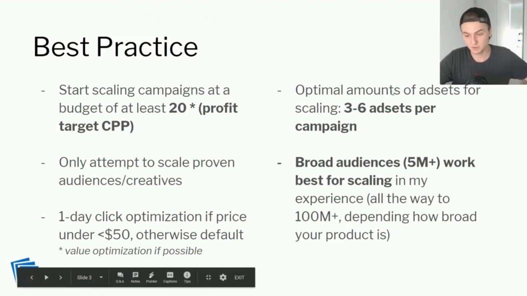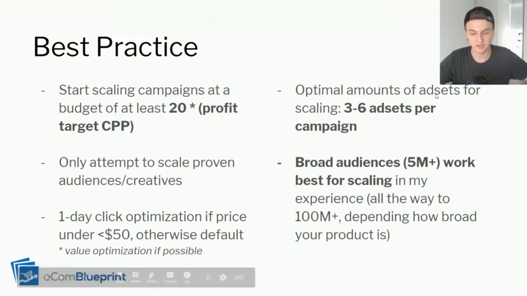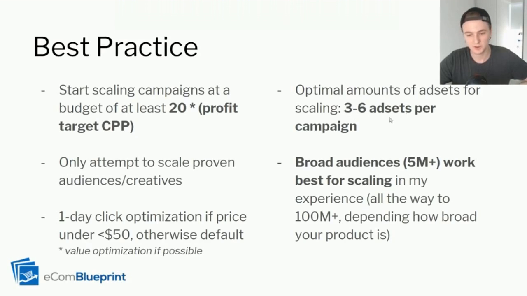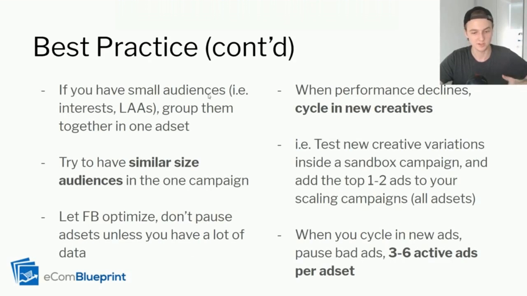Now, the optimal number of ad sets for scaling per campaign is 3 to 6 ad sets in my experience. I don't try to make a scaling campaign with fewer than 3 ad sets, and I usually don't go over 6 active ad sets at one time for one of my scaling campaigns. Usually I just try to leave it at 5. 5 is like the sweet spot. Broad audiences work best for scaling. So 5 mil plus is what I wrote, all the way to 100 mil plus, depending on how broad your product is. But broad audiences work best for scaling. If you have small audiences, for example, interest audiences or lookalike audiences, you can group them together in one ad set to create a larger audience.